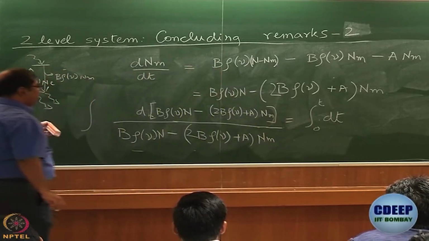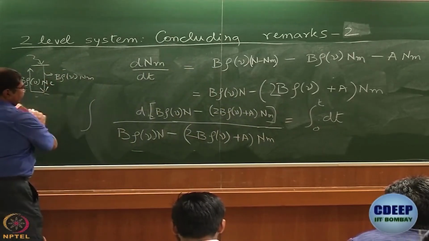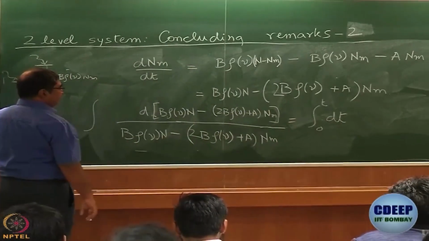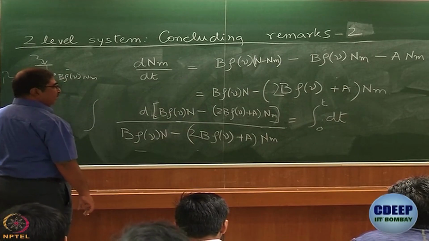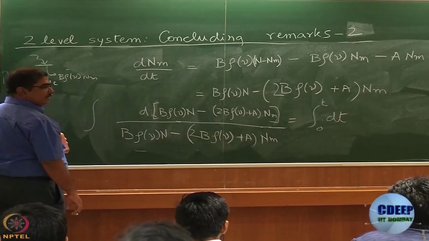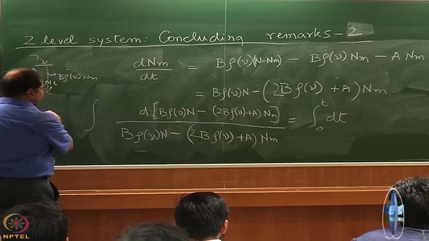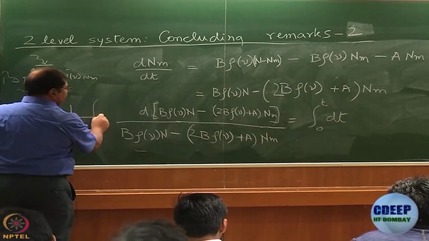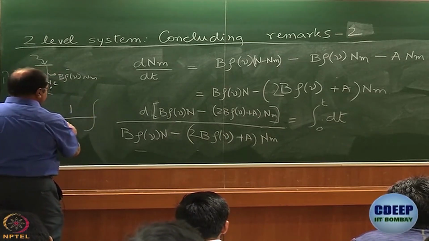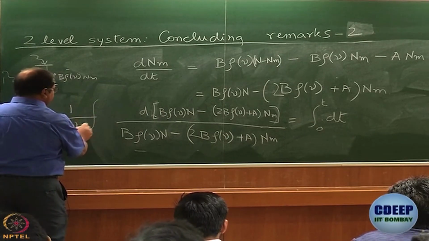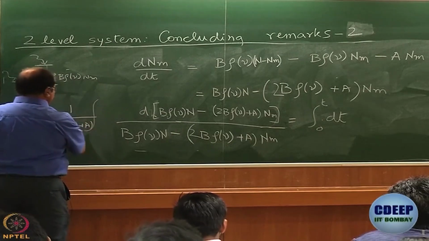What do I multiply outside? Numerator or denominator? Denominator, minus 1 by 2B rho nu plus A. Is that right?